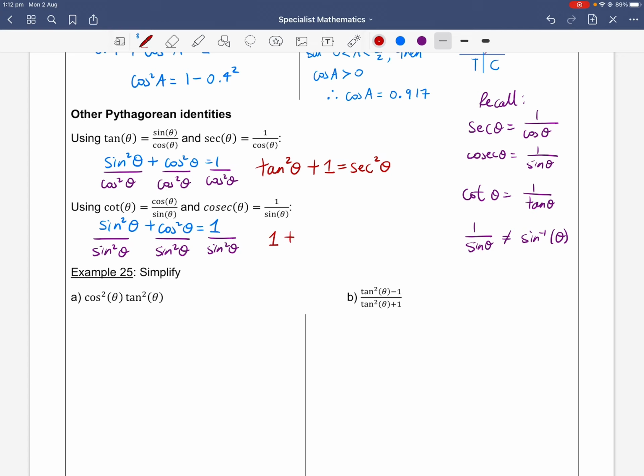Cos over sine is 1 over tan, which is the same as cot, so that's cot squared. And 1 over sine is cosec, so 1 over sine squared gives us cosec squared of our angle. So here we have two derivations of Pythag identities: tan squared plus 1 is sec squared, and 1 plus cot squared equals cosec squared.